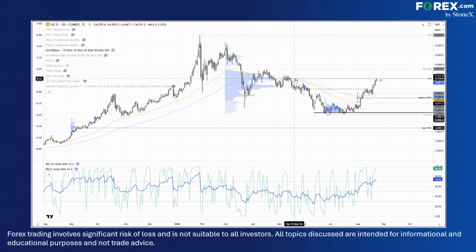Now, I like that it's come perfectly into this high volume node around 4,700. But ultimately, when you have a market that's lost around a third of its value, then had this explosive move to the upside, the psychology of this market has changed. And I still think there's probably plenty of people sat on the sidelines regretting not being in this, which is a nice way of saying there's people potentially looking to buy if we do get a pullback at all.